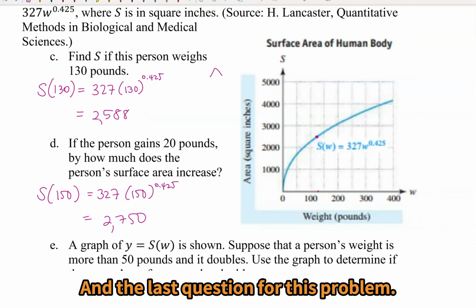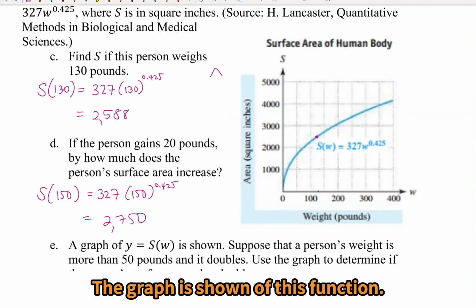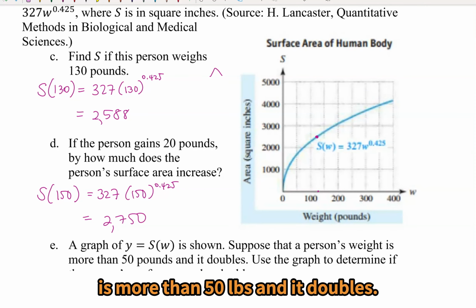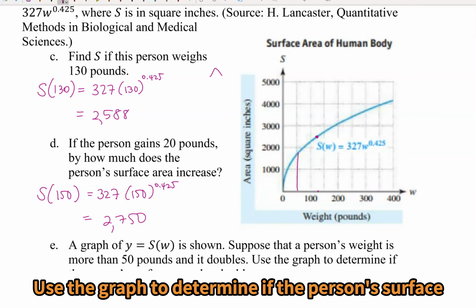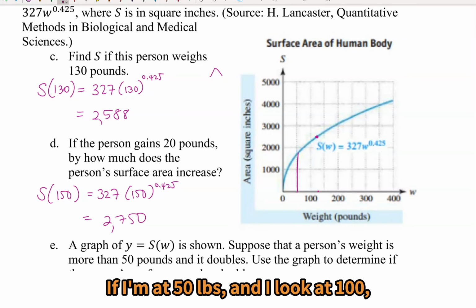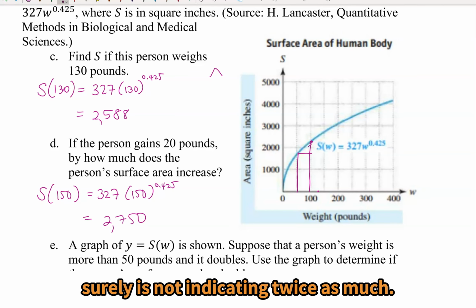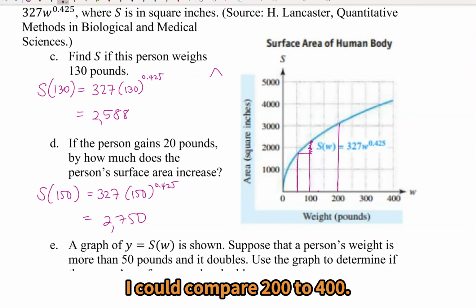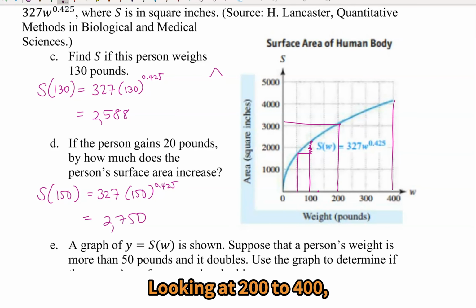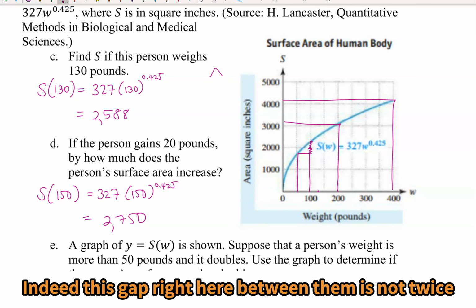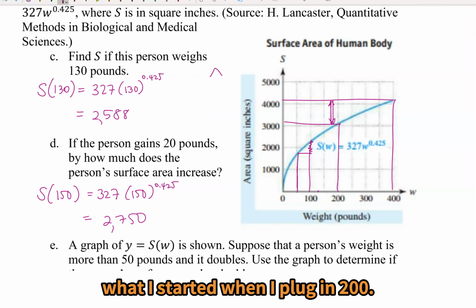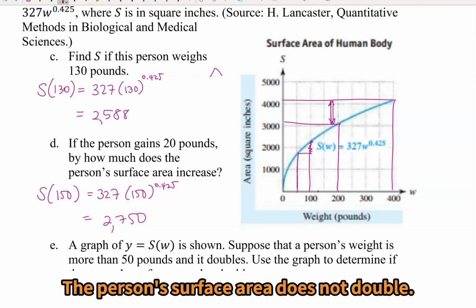And the last question for this problem, a graph is shown of this function. Suppose a person's weight is more than 50 pounds and it doubles. Use the graph to determine if the person's surface area also doubles. If I'm at 50 pounds and I look at 100, what a double is, that difference surely is not indicating twice as much. I could compare 200 to 400. Looking at 200 to 400, indeed this gap right here between them is not twice what I started when I plugged in 200. The person's surface area does not double.